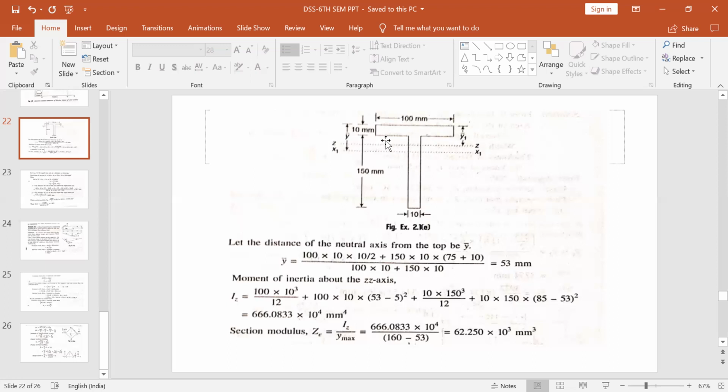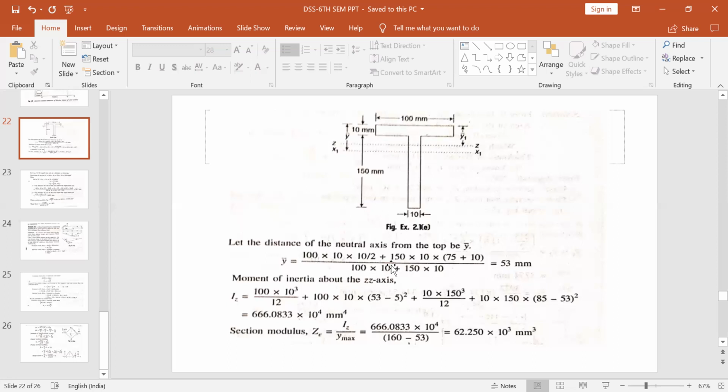Now the centroid of this and the centroid of the total area are not coinciding. So if they are not coinciding, then you need to take this additional term, which is called A into x bar. This you know how to calculate the moment of inertia.